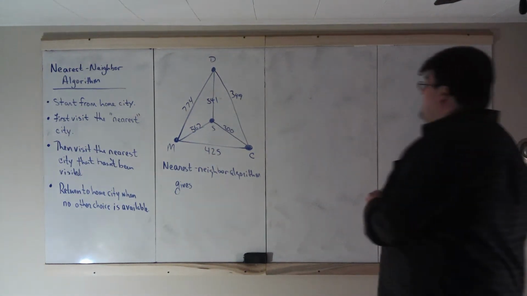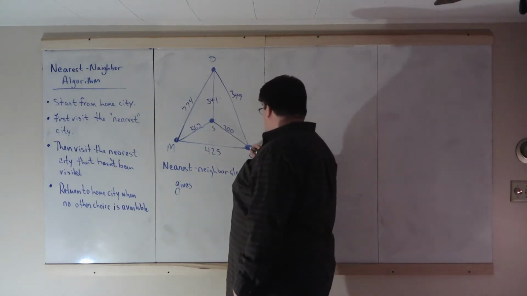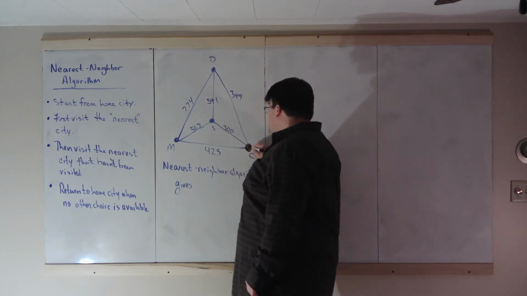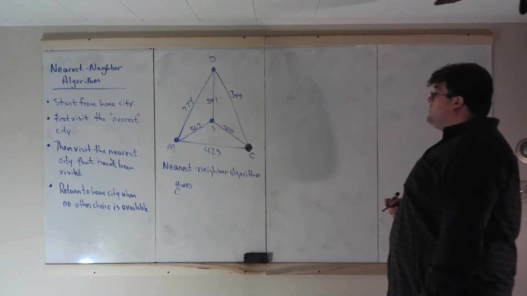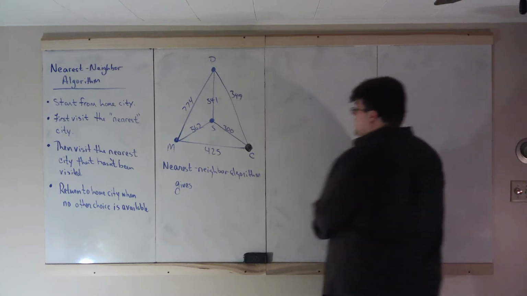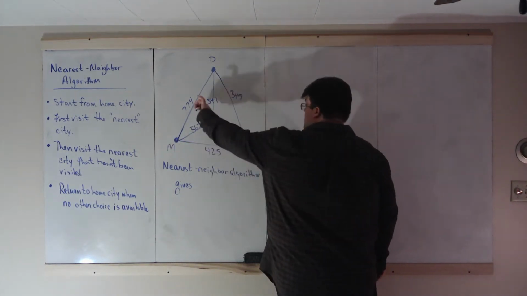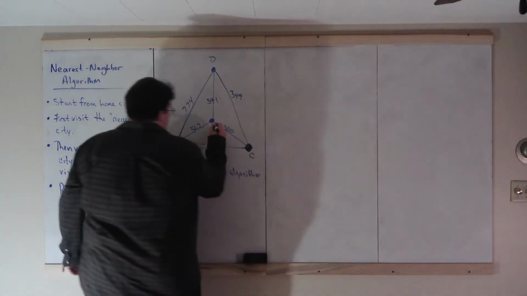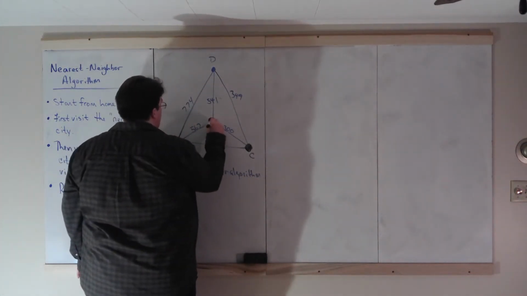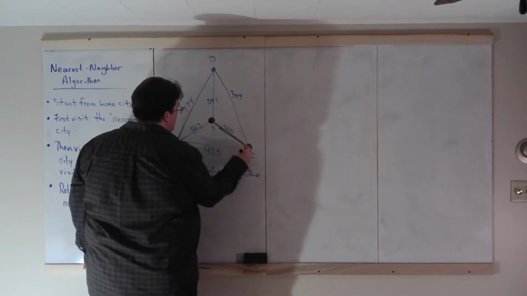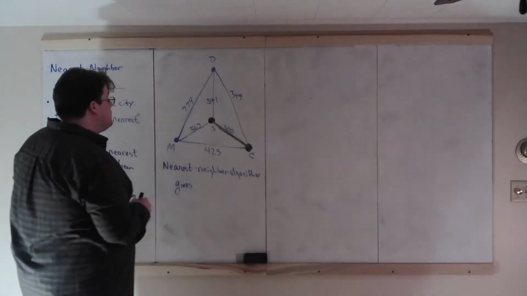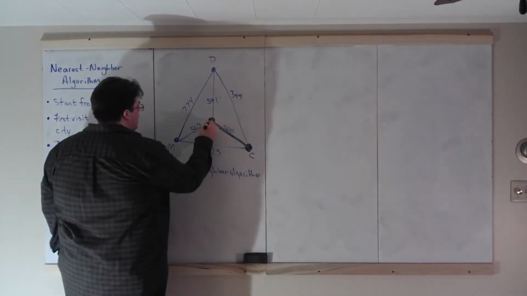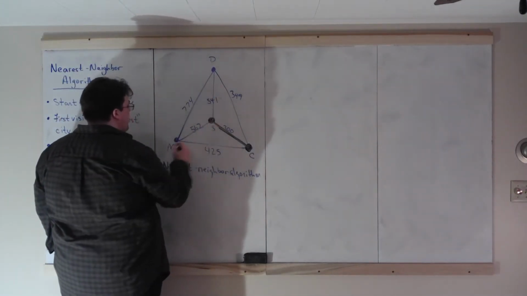So the nearest neighbor algorithm, we're starting at Chicago, remember? So we're starting here. And we're going to go to the nearest city. So what choices do we have from Chicago? 425, 300, 349. Well, the smallest one there, 300. So that's where we're going first. St. Louis. And then what? What are our choices here? Well, we have 541 and 562.